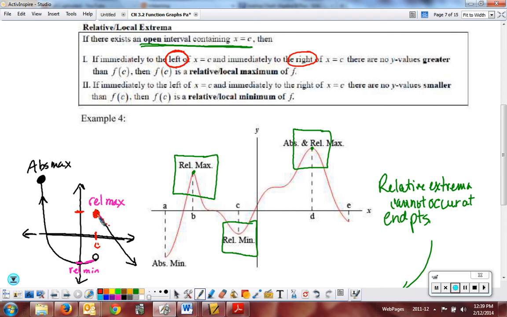If I look at all the y values for the points for the x's to the left of it, those values are down here. But those values are lower. And that's what you're looking for. At x equal to c, that y value is higher than the y values of all the points to the left and the right of it. Yes?